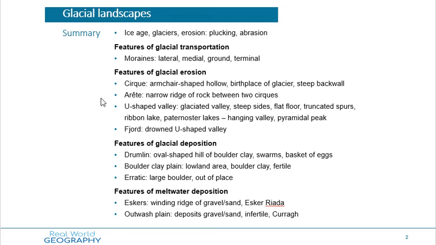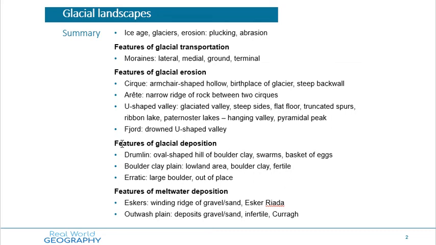We have a U-shaped valley, which used to be a V-shaped valley, but was carved out by a glacier. What else is a feature of glacial erosion? A fjord. A fjord is a U-shaped valley that's completely full of water. Okay, we then have features of glacial deposition. We must know one feature of glacial erosion in detail, which is our cirque. We must know a feature of glacial deposition in detail, which is our drumlin. And then we must know a feature of meltwater deposition, which we're going to look at today.